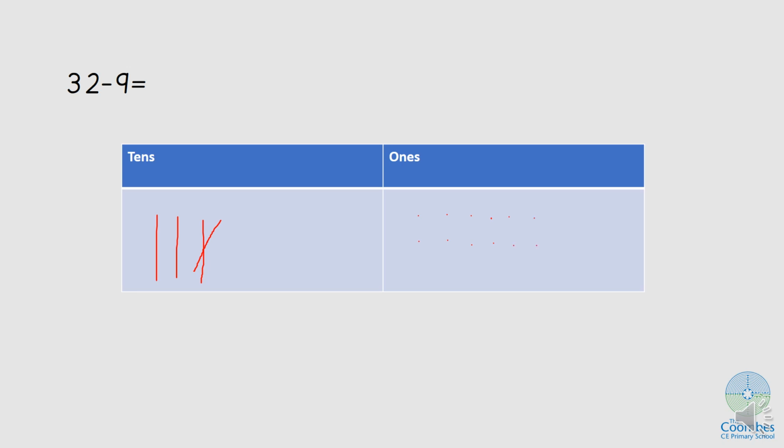And now we can take away that 9. So let's cross out 9. 1, 2, 3, 4, 5, 6, 7, 8, 9. Right, let's add up what we've got left to find our answer. So we've got our 10s. 10, 20, 21, 22, 23. So our answer is 23.